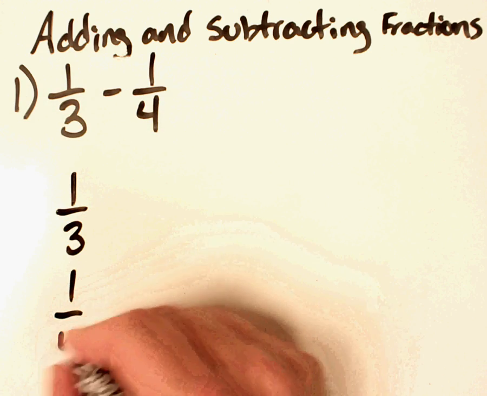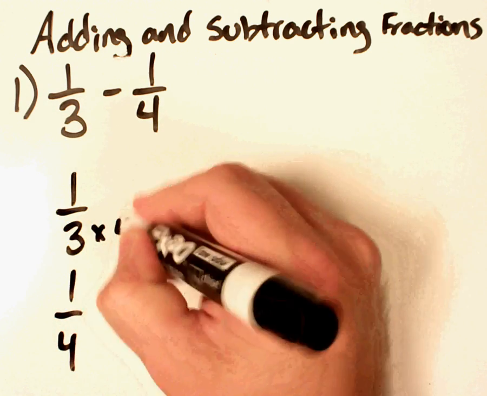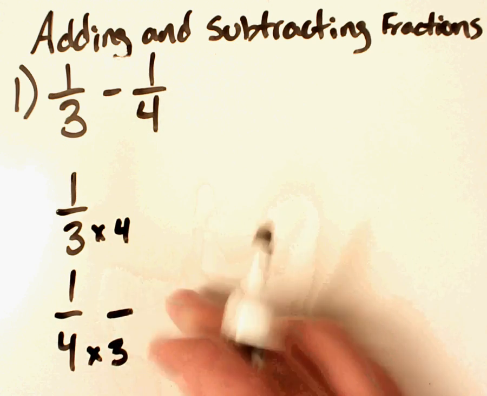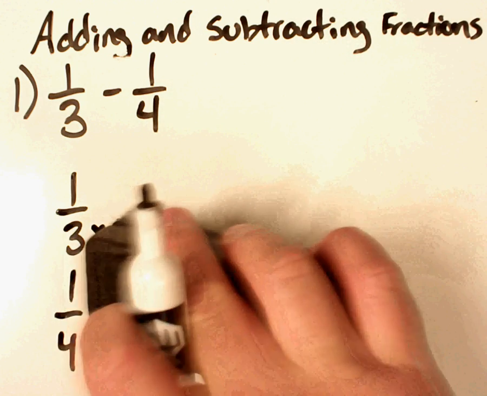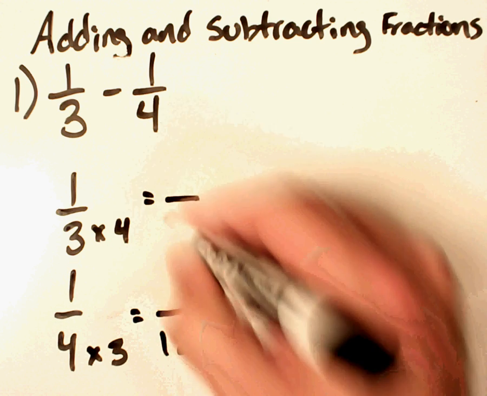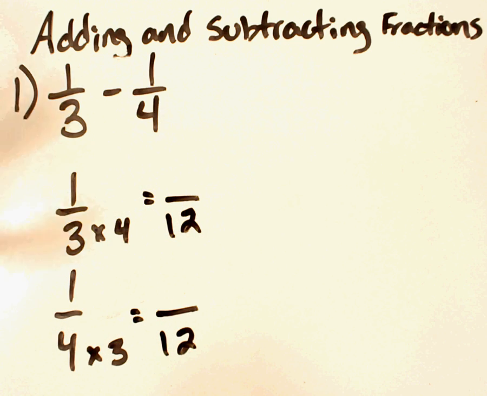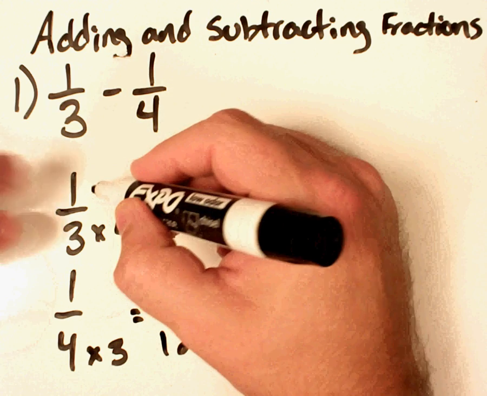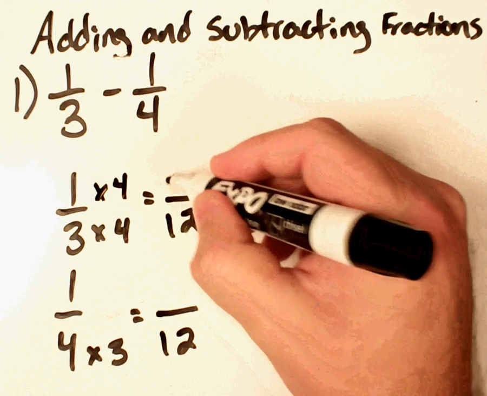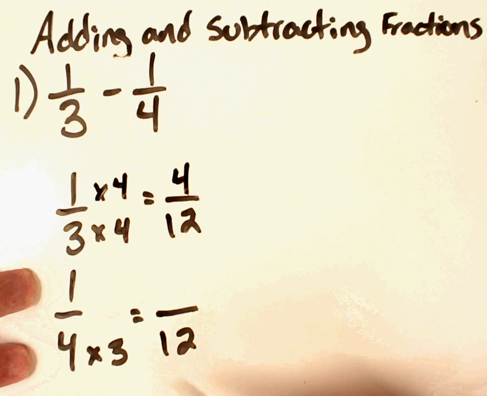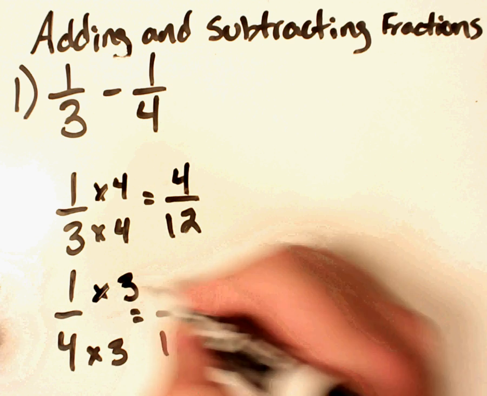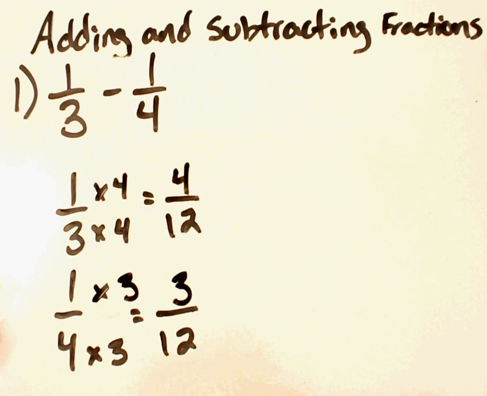So let's do 1/3, 1/4. I'm going to multiply my 3 by 4, my 4 by 3. And so 12 becomes my common denominator. And now I have to find out what my numerators are. So remember, whatever I do to the denominator, I must also do to the numerator. So I end up with 4/12. Same here. Whatever I've done to the denominator, I must now do to the numerator. And so I end up with 3/12.